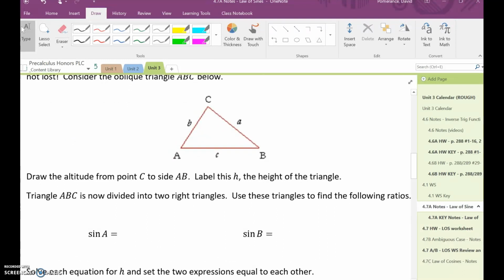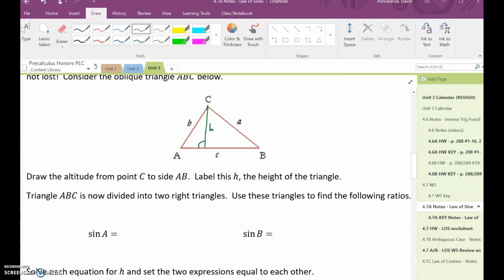Here's triangle ABC. We're going to draw the altitude from point C. You should probably try to do this without listening to me first and then check your work. So I'll try to go kind of quickly here. The altitude should drop down like this. We're at a right angle. That's what altitudes do. Put an H there. And this is the height of the triangle.